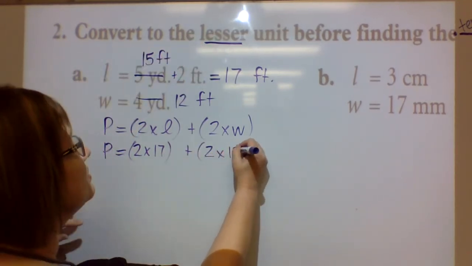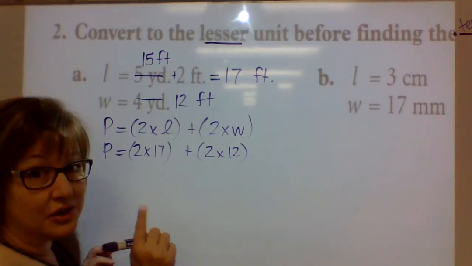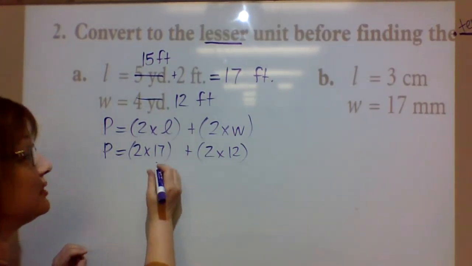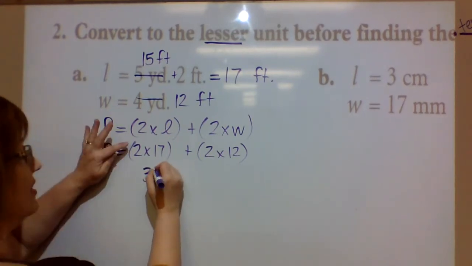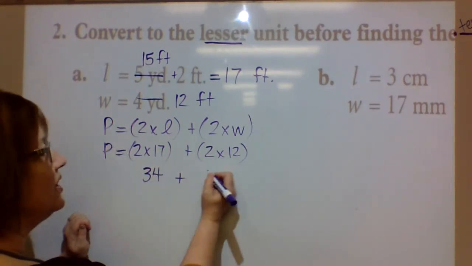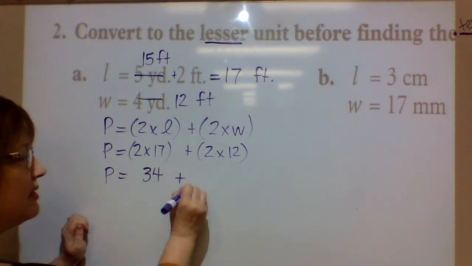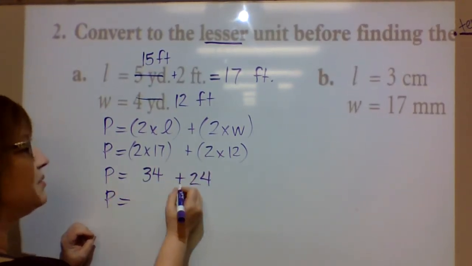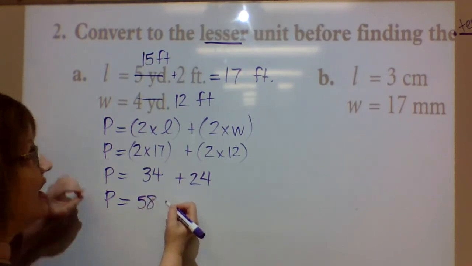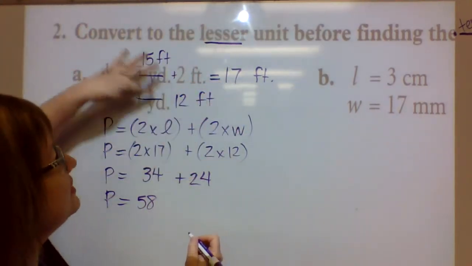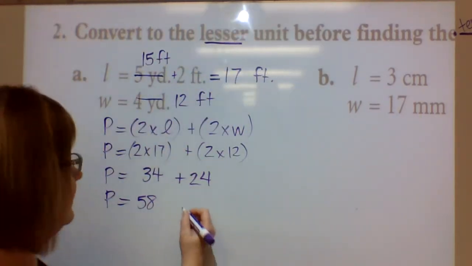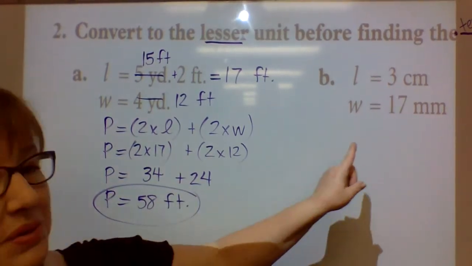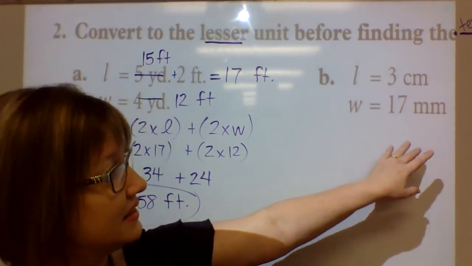And I know some of you can do these in your head, and that's fine, as long as you know what you're doing as far as the formula, because when you get to the test, they're going to ask you which formula goes with which, so you need to know. Okay, 2 times 17 is 34, plus, I'm just doing this the right way this time, 2 times 12 is 24. So P equals 58. What did we convert this into? Feet. 58 feet.